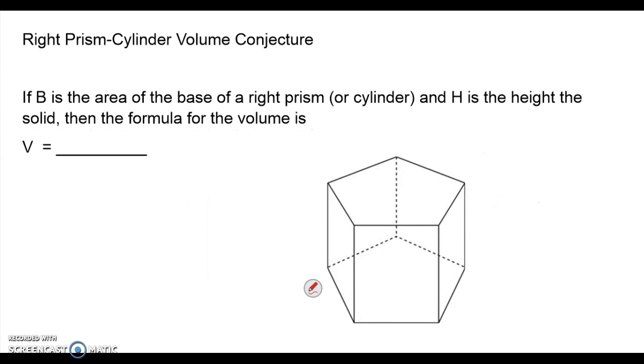All right, so for the right prism cylinder volume conjecture, kind of a lot going on here. But remember the other day we talked right versus oblique? We're going to find out that we solve them the same way, but again, they have two separate conjectures for us. So again, if B is the area of the base of a right prism or cylinder, and H is the height, then the formula is going to be area of the base times the height. So this goes back to our chapter 8 unit on area because we need to know how to find the area of certain polygons, whatever the base is. For this case, in this picture, I need to find the area of this pentagon first, and then I would multiply by the height of the solid.